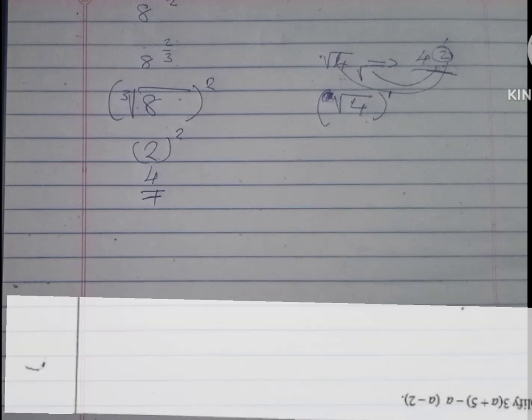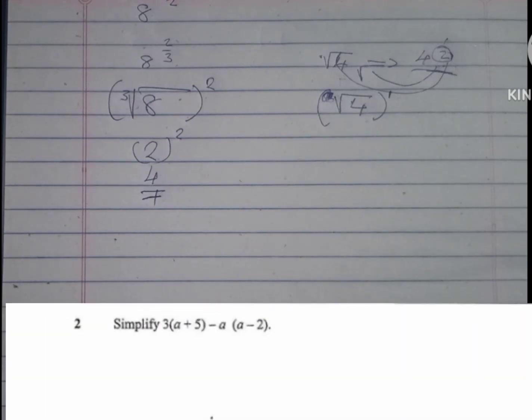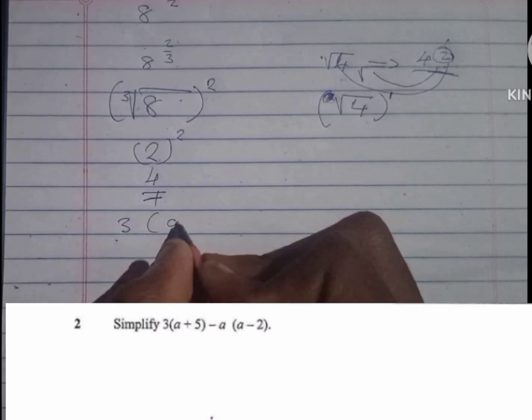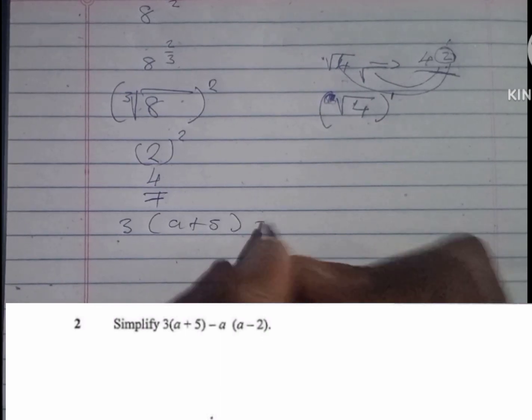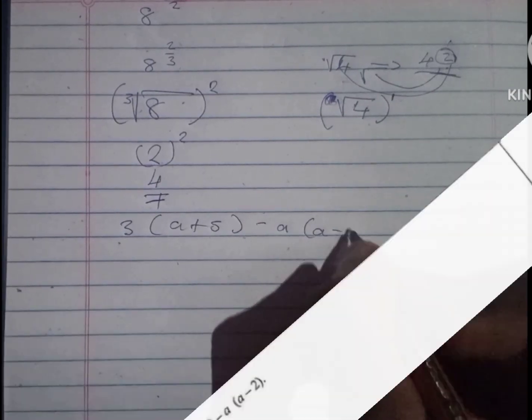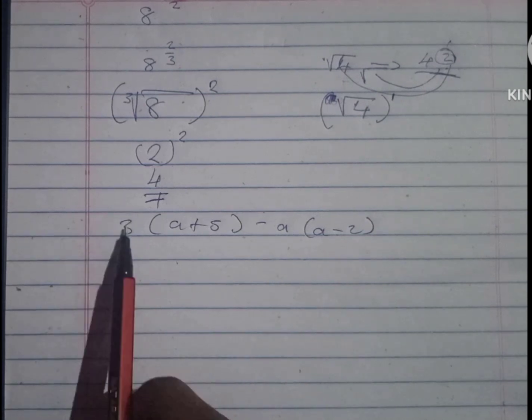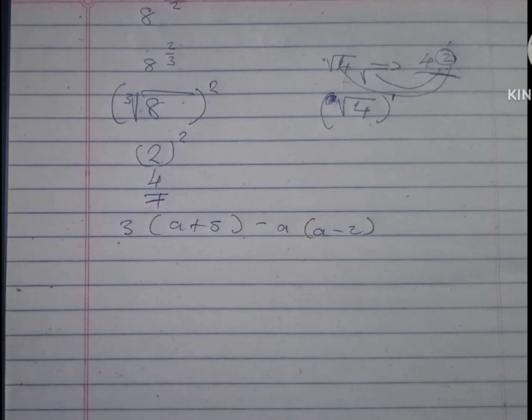The next question is saying simplify 3 open brackets a plus 5 close minus a open a minus 2 close. So we have 3(a + 5) minus a(a - 2). They want us to simplify this. They want us to write this in the simplest way possible. So the first thing that we have to do, we're going to expand this, and we should also expand this as well, and then we later on simplify.